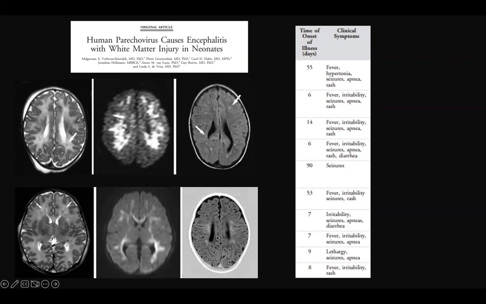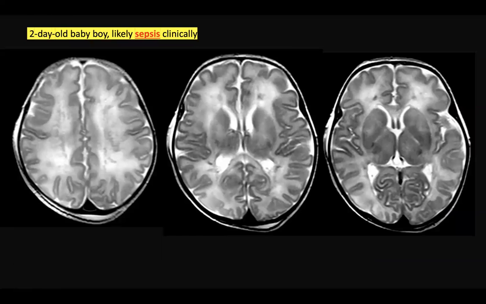So remember that the infection can also give abnormality along the course of the deep medullary vein with punctate white matter lesions in association, much more diffuse. The children will have an infectious flavor clinically. So remember this important mimic. And this is a child with sepsis clinically.